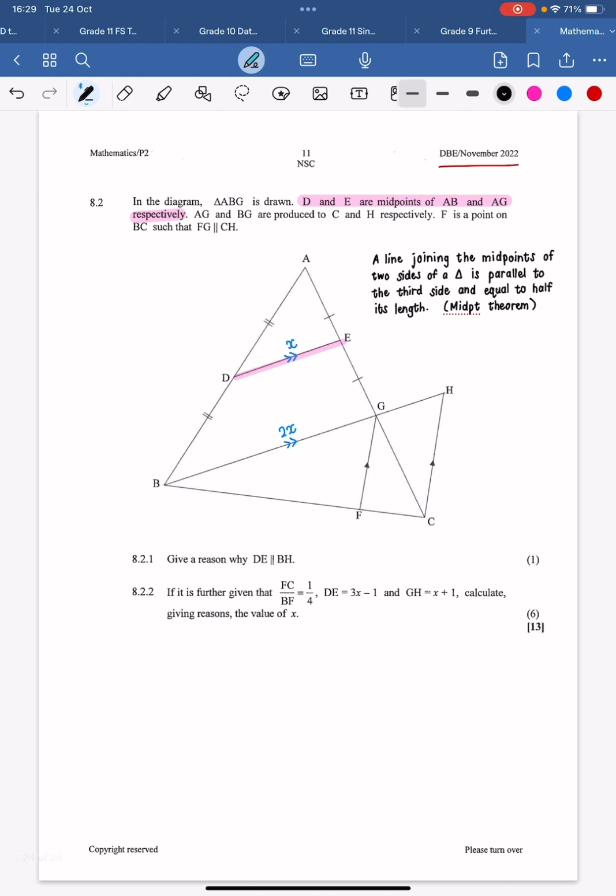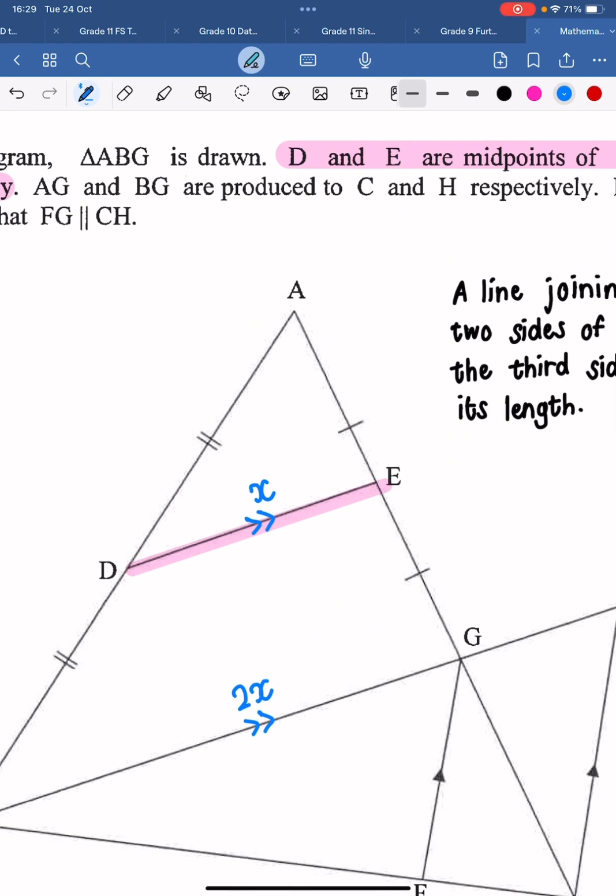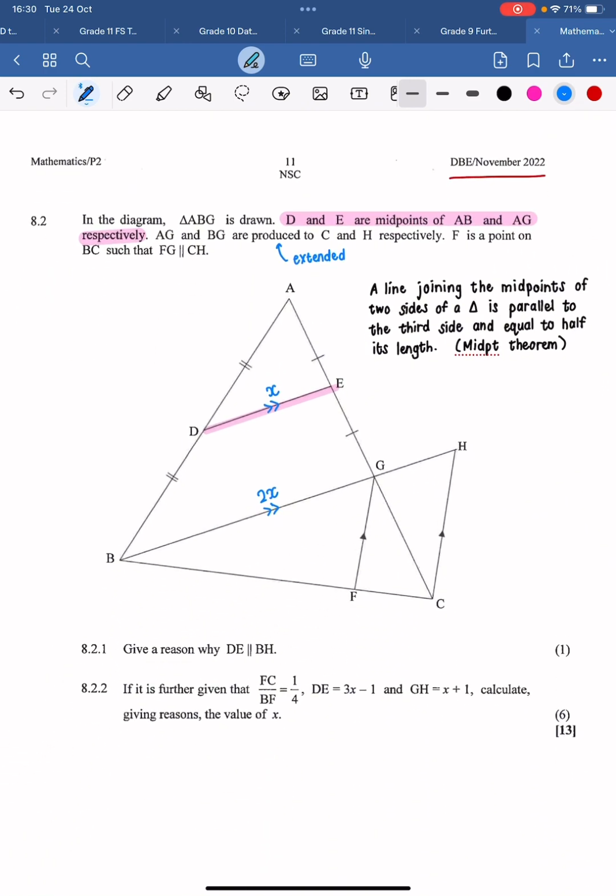That's it. I just quickly want to also read through what was given next because I stopped there at the midpoints. They're saying AG is over there, and BG, which is over there, are produced to C and H respectively. Guys, the word produced, I think people are often confused by this. This just means that those lines are lengthened, or extended. Let's change it to extended. All right, AG and BG are extended to C and H.